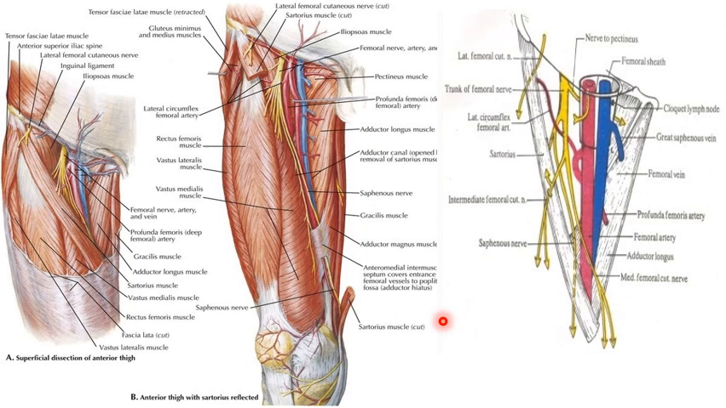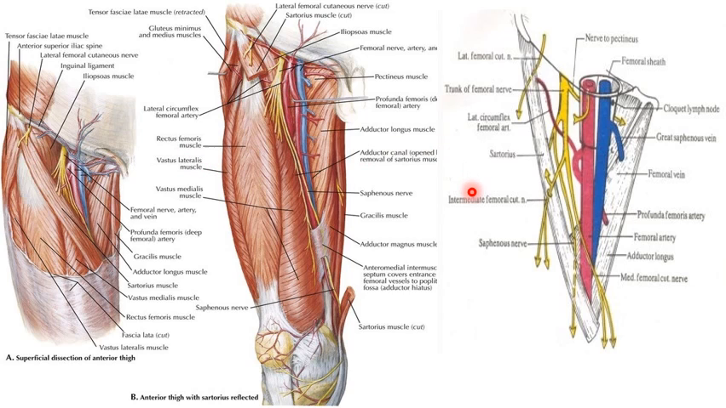So here the fascia lata is removed to expose the muscles of the front of the thigh and the structures. So this is what we have seen. This is a triangle, the femoral triangle. This is the sartorius, the adductor longus, the inguinal ligament, and the contents of the femoral triangle, which are, from lateral to medial, the femoral nerve, femoral artery, femoral vein.